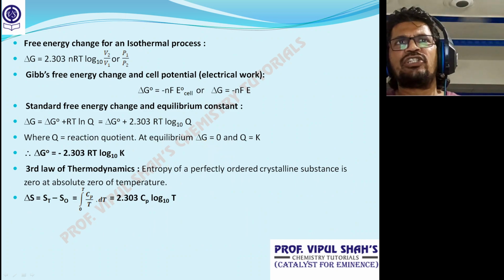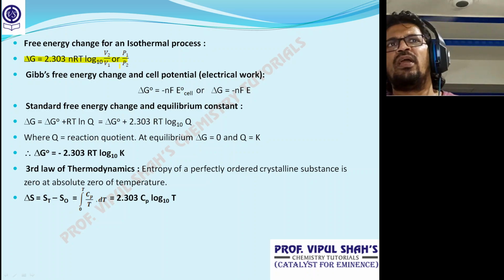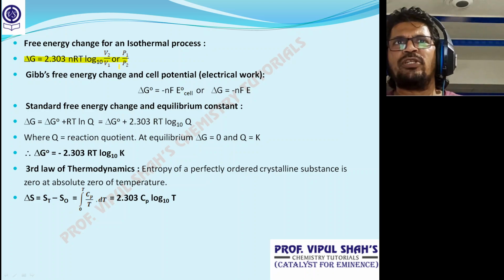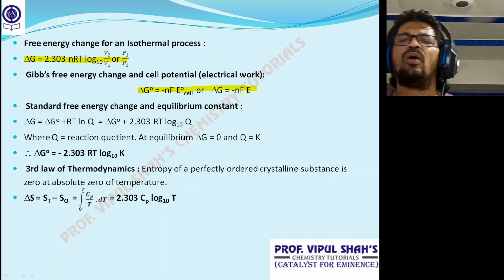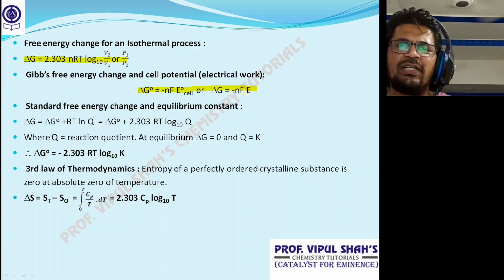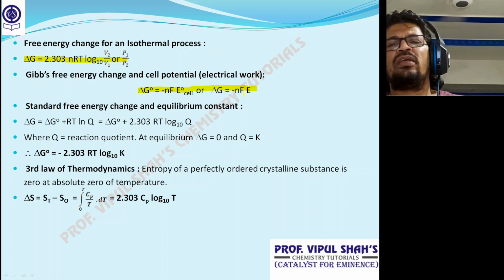Next, we also have the expression for free energy change: delta G is 2.303 nRT log of V2 by V1, or P1 by P2. And for Gibbs free energy change, we have the expression delta G naught is minus nFE naught of the cell. E naught of the cell, that's a redox reaction, cathodic reduction minus anodic reduction.